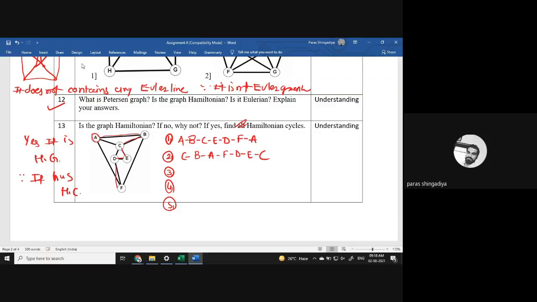Okay, you can consider D first. Let's start with D. So which cycle can you consider? D, F, A, B, C, E, and D. Clear? There is also one answer.